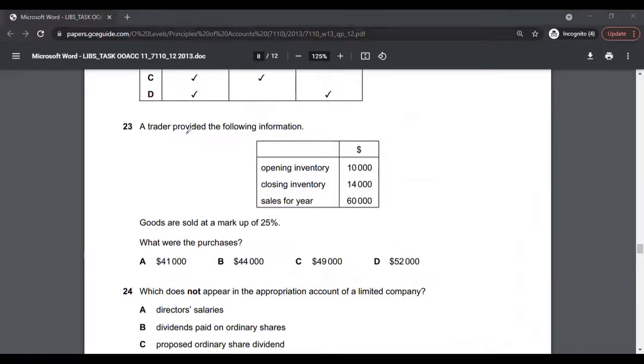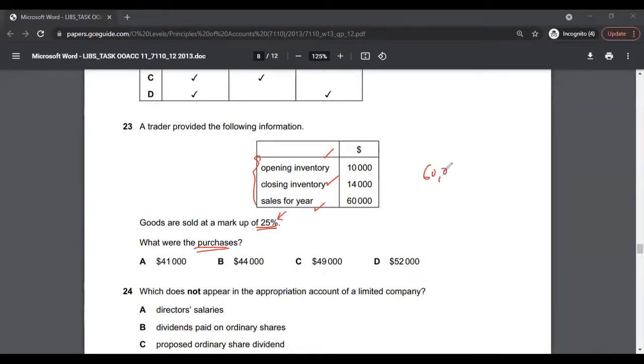Multiple choice 23, a trader provided the following information. Goods are sold at a markup of 25%. What were the purchases? So we have to calculate the purchases. We are given opening inventory, closing inventory, and sales for the year, and then the markup of 25%.